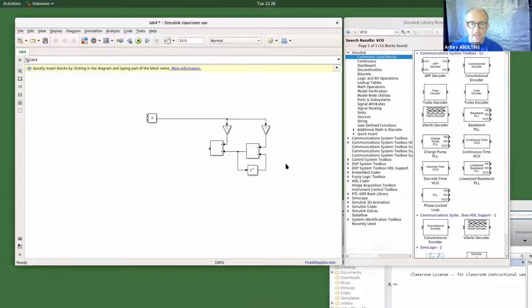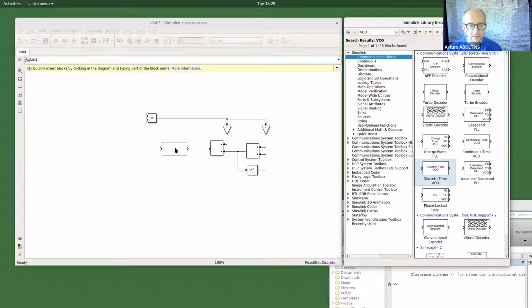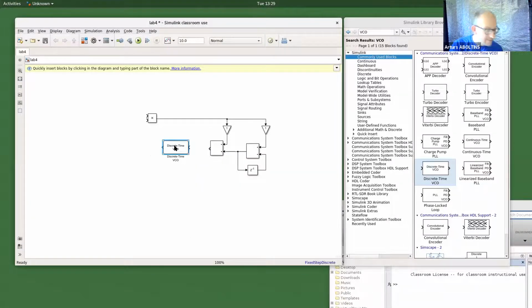Okay. So I have shown how to get this. It was around the beginning. The sums are not there in the library manager. And now I find this discrete-time VCO. Yes. Put it here. And also flip this block, Control I.